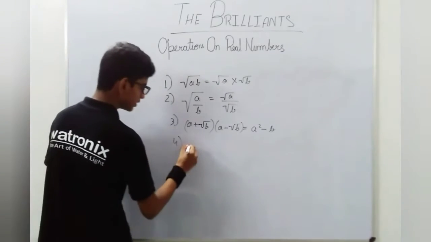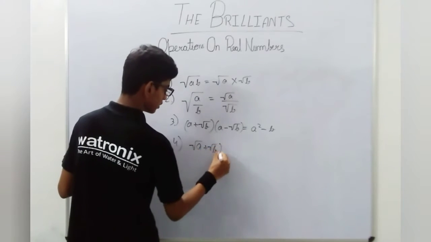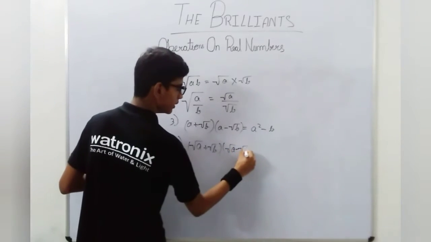Now the fourth one, like this only: under root a plus under root b multiply by under root a minus under root b.